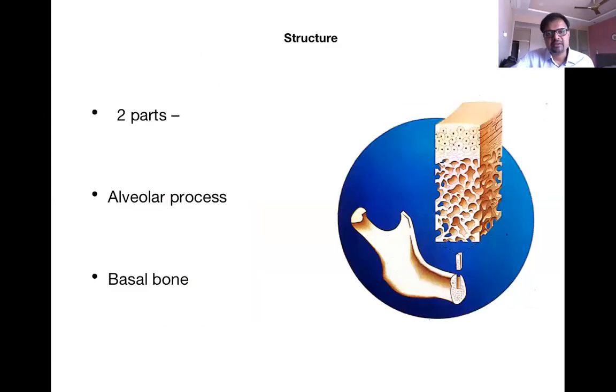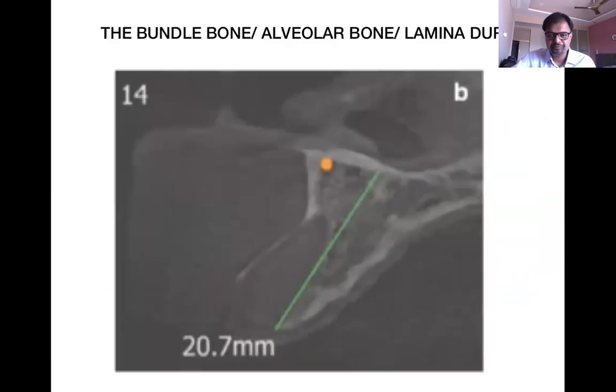So what does the alveolar bone contain? It contains the alveolar process and the basal bone. If I had to show you a 3D image, or a CT scan, of the alveolar bone, that's how it would appear.